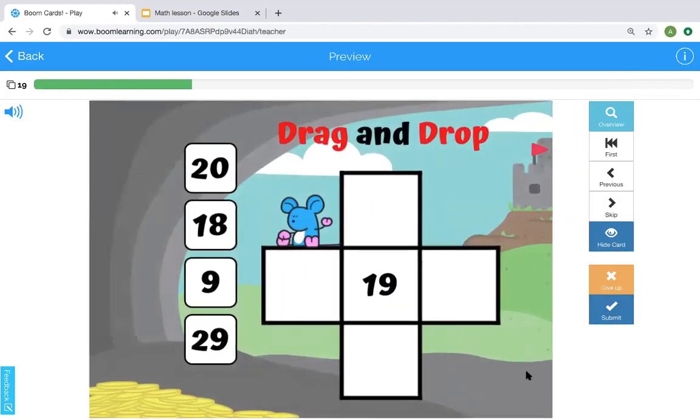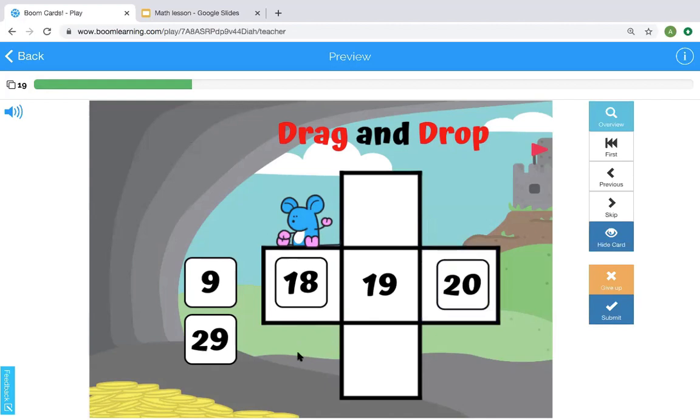Correct. Okay, our next number is 19. What is one less than 19? Is it 20, 18, 9, or 29? Is it 18? It's 18, Miss Graham. What is one more than 19? Is it 20? It's 20.